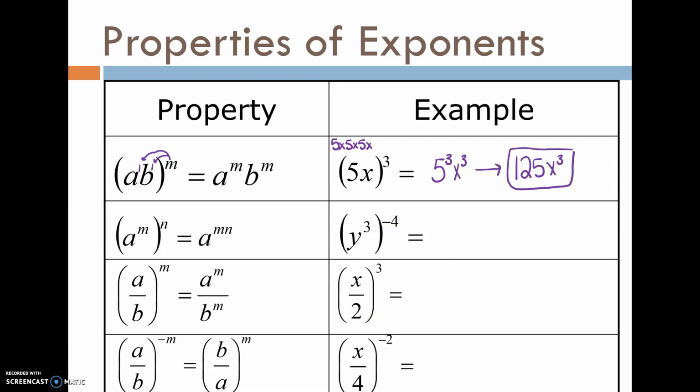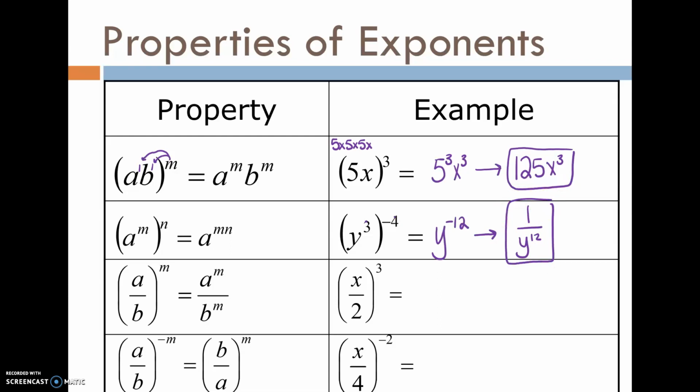Okay, every property on this page is actually practically the same property. So if you have something already raised to an exponent and then you're raising it to another exponent, you multiply those exponents together. So y to the third raised to the negative fourth would be y to the negative 12th, because 3 times negative 4 is negative 12. But we cannot leave our answer with negative exponents, so this becomes 1 over y to the 12th.